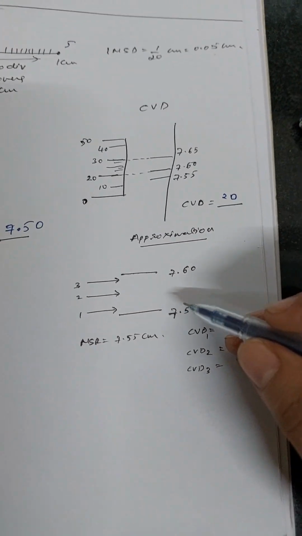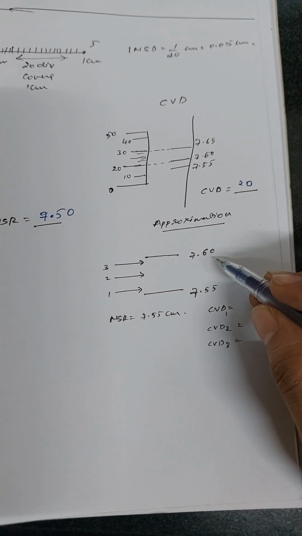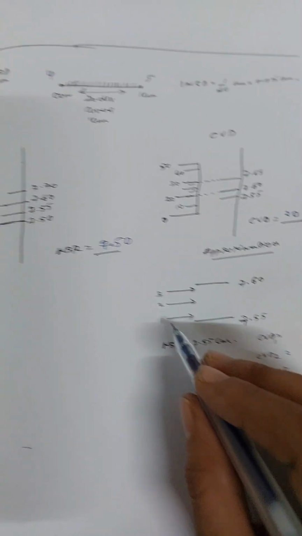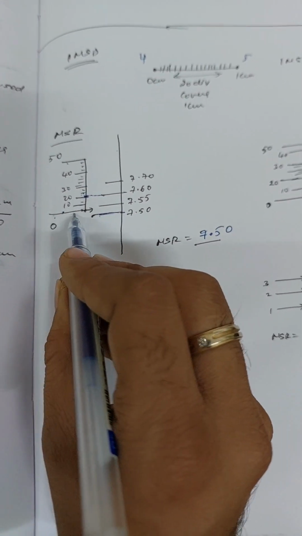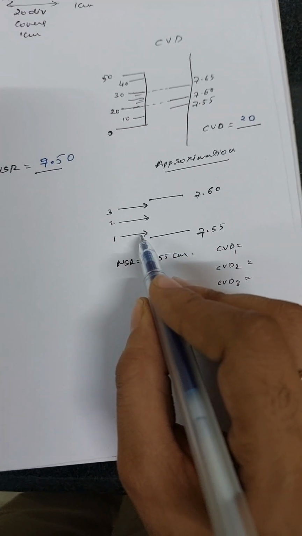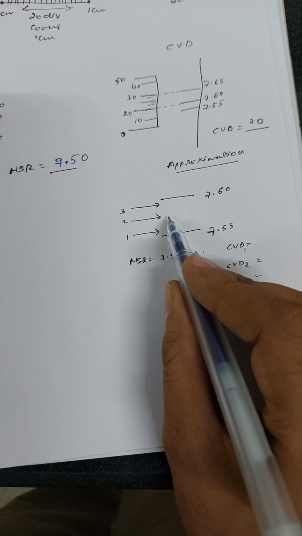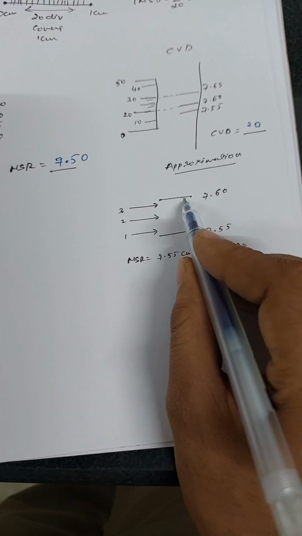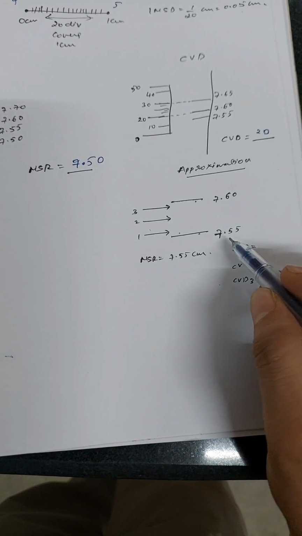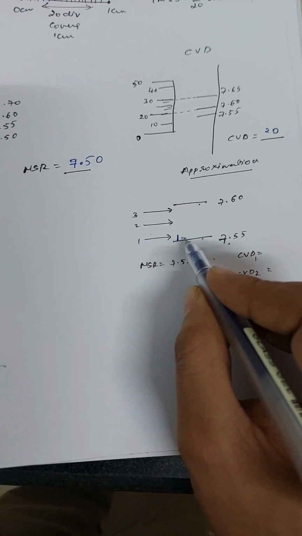The approximate way is this: I have already taken two readings on the main scale, 7.55 and 7.60. These three cases, 1, 2, 3, represent the 0 of the vernier scale. Let's start with the second example. It is exactly in between 7.55 and 7.60. So basically for all three examples, MSR is still 7.55. And what is CVD? CVD is this length, this height basically.